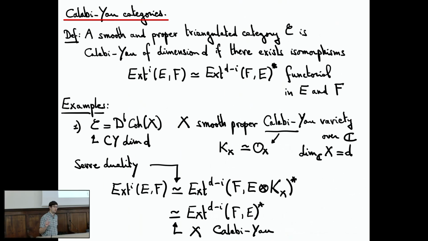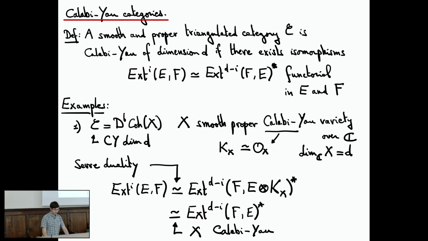Actually, maybe in a few slides there will be an example containing loops, and I will make a comment about that. Okay, so what were on the previous slides were the two main examples you should keep in mind for now: either this thing coming from sheaves on smooth proper varieties, or things coming from these quiver representations.